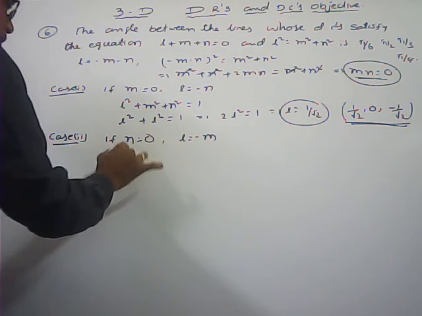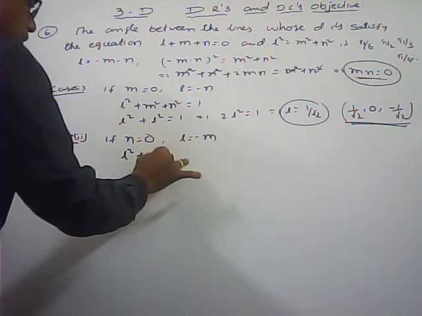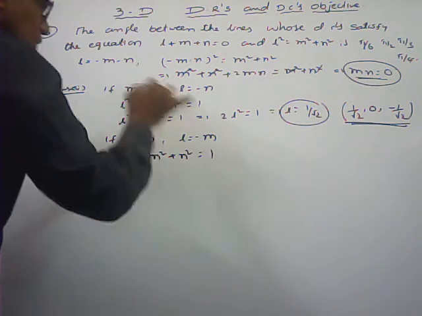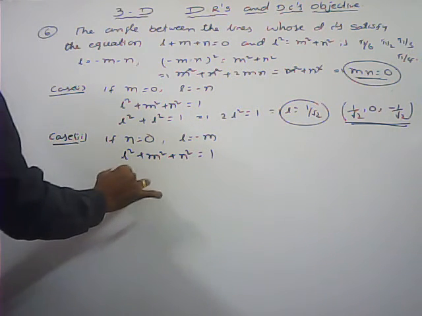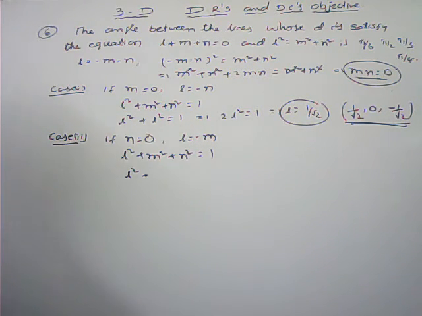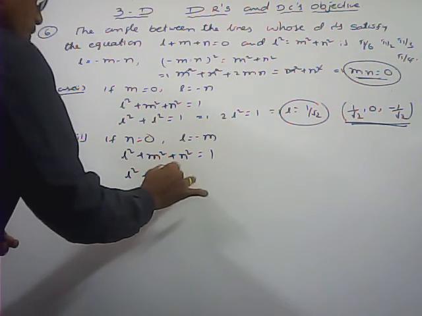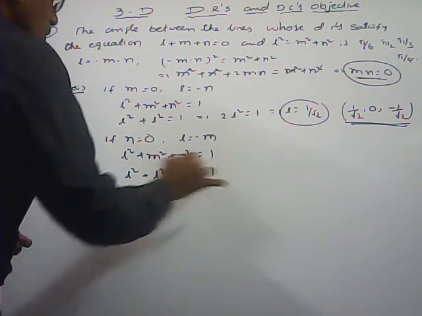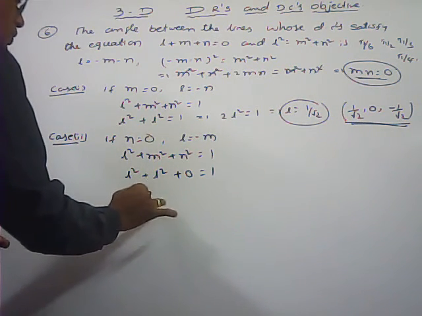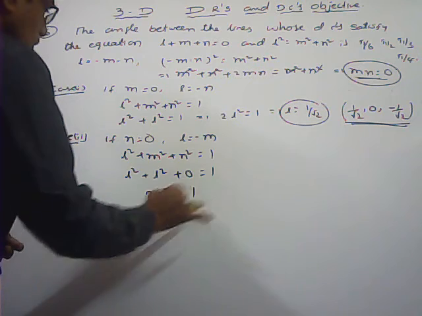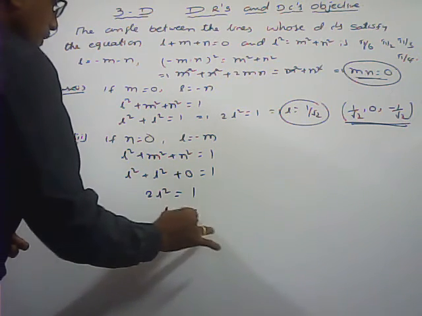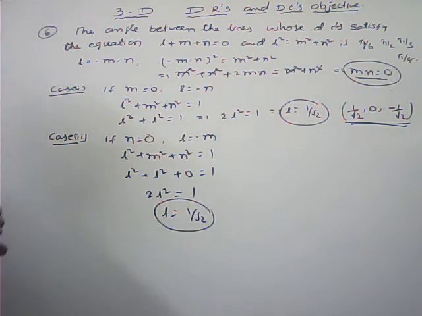And L square plus M square plus N square is equal to 1. Here also, everything converting in terms of L only. L square, M square, that is L square, N is 0, that is equal to 1. So 2L square is equal to 1. L is equal to, again here I am taking, 1 by root 2.